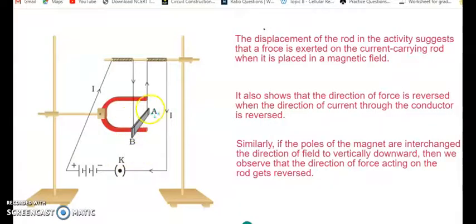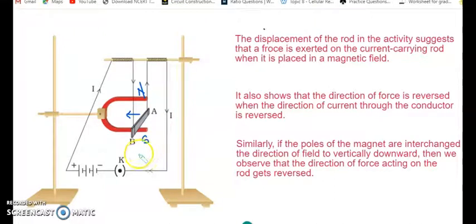So the same arrangement, point A is connected to the negative terminal and point B is connected to the positive terminal, and this is the north and this is the south, right? When we switch it on, when the key is pressed on, what happens? The rod is moved towards the left hand side, right?